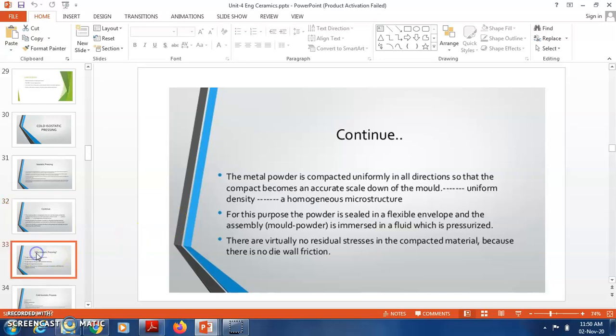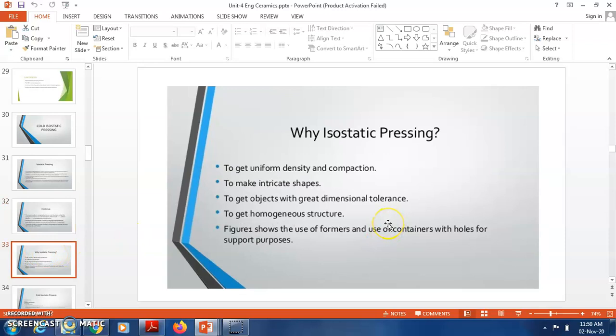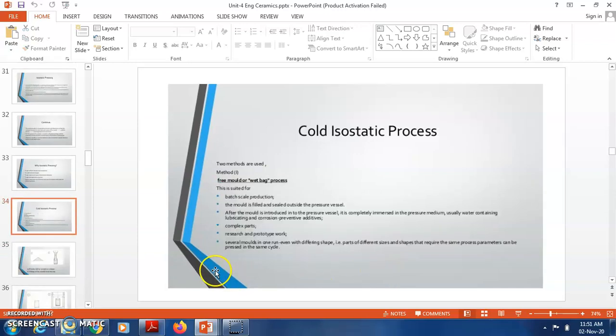friction. Then, why isostatic pressing? To get uniform density and compaction, to make intricate or complicated shapes, to get objects with great dimensional tolerance, to get homogeneous structures, and for the use of formers and containers with holes for support purposes.